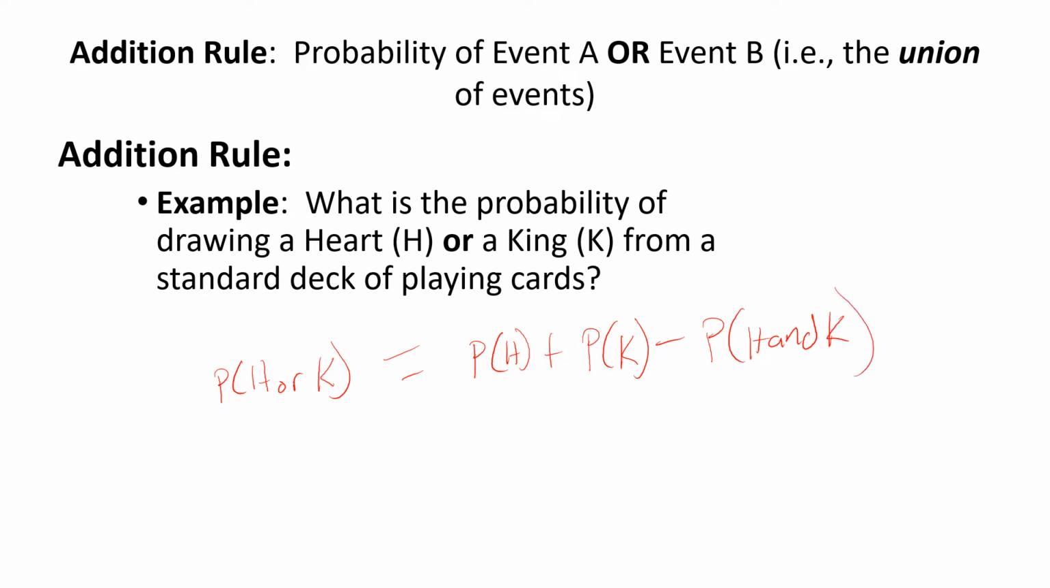Well, the probability of getting a heart is 13 out of 52, because there are 13 hearts. The probability of getting a king is 4 out of 52. However, there is the king of hearts, so we have to subtract that king of hearts. So let's subtract 1 out of 52, and we are left with 16 out of 52, which, if I look that up, gets us 0.31.